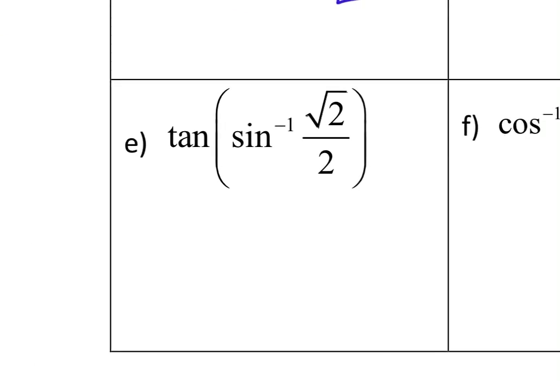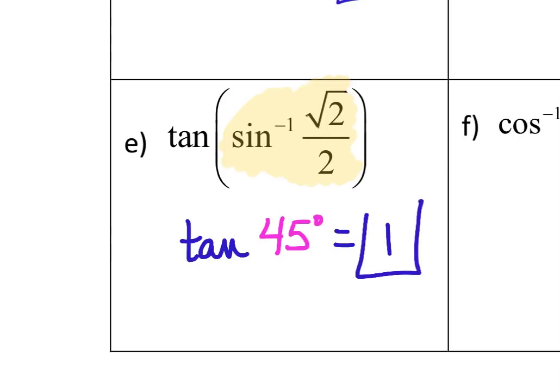Letter E, the input is positive. Everything's in the first quadrant. And so the inverse sine of radical 2 over 2 is 45 degrees. And this question is asking you, what is the tangent of 45 degrees? Tangent of 45 degrees is 1.